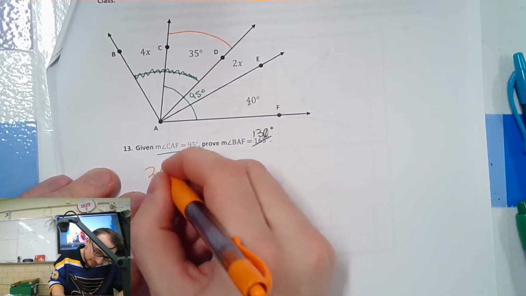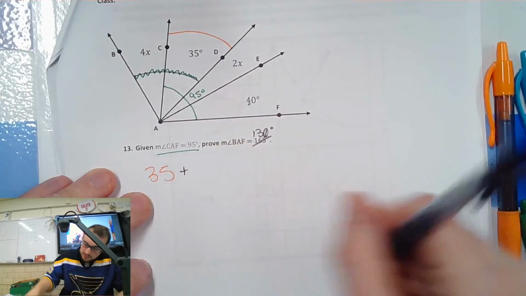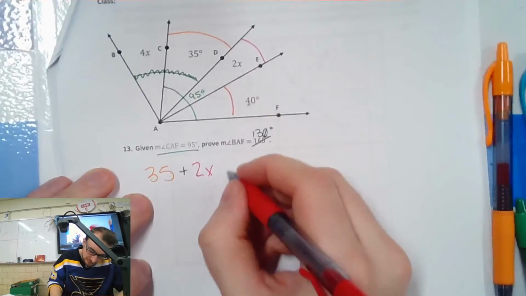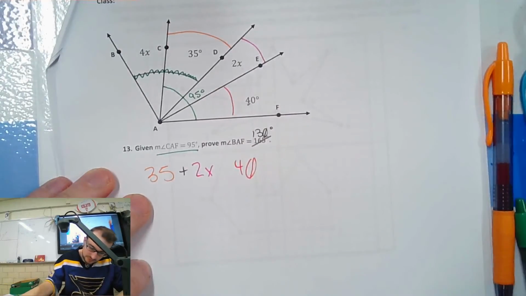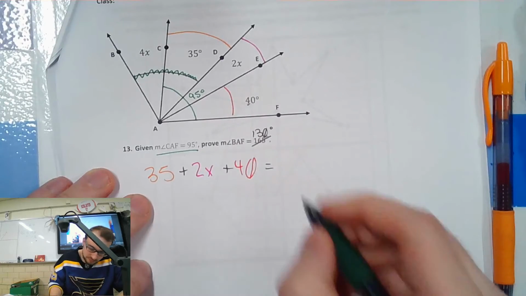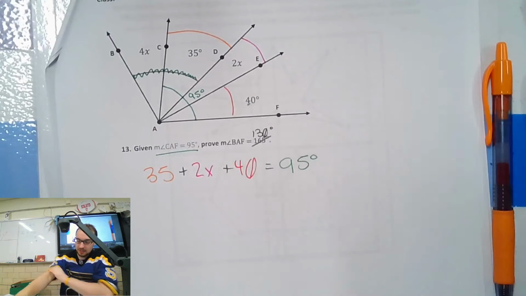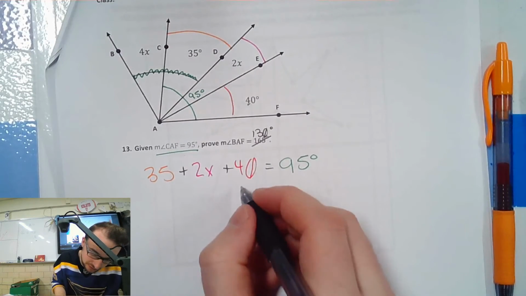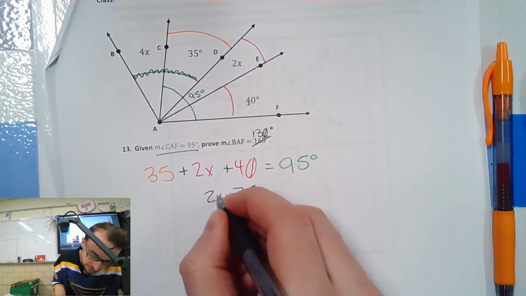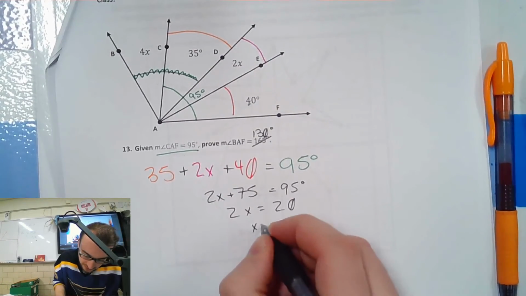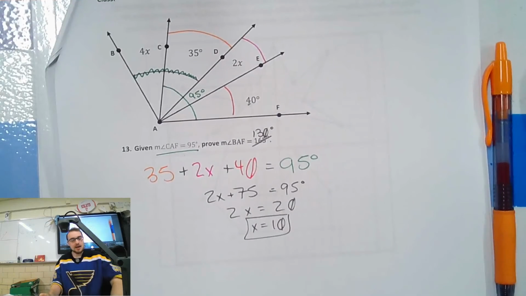This angle plus this angle plus this angle should all add up to 95. That's angle addition postulate, right? Okay. Then I solve for x by doing math. That's 75 put together. And that's 2x. And then I subtract 75 and I get 20. And x is 10. Now that I found x, they want us to prove that BAF is 130. So I'm just going to plug it back in, right?